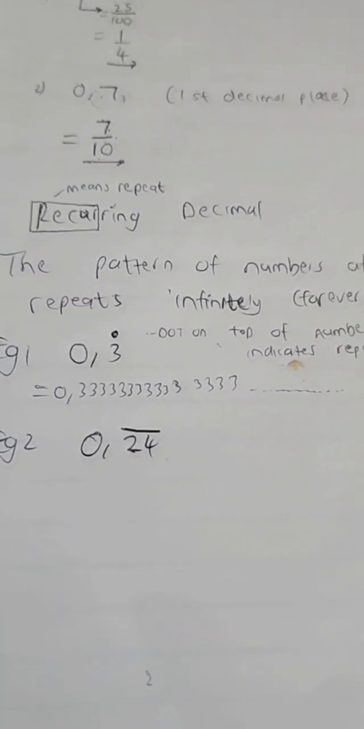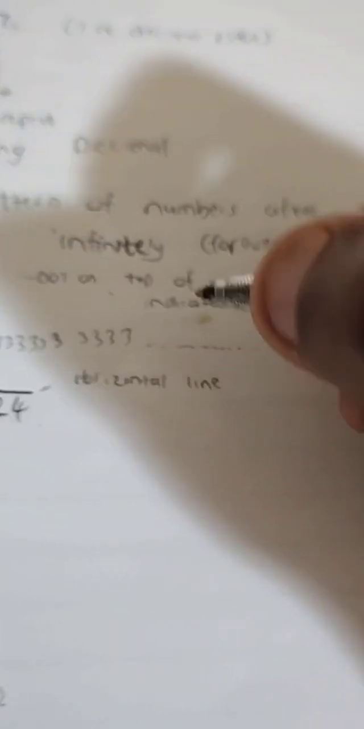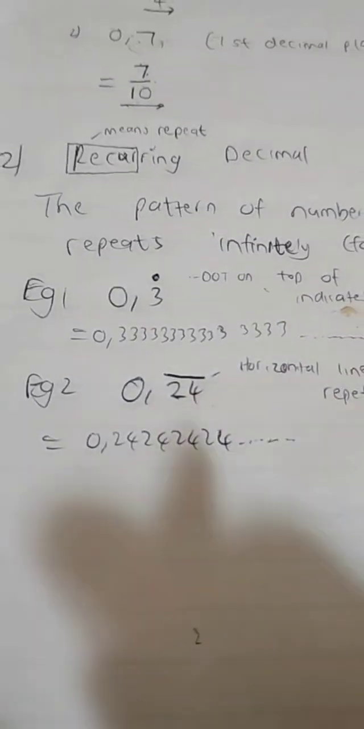Or 0.24, they can put a line instead of a dot, a horizontal line above particular numbers. My beloved Pure Maths grade 10 and 9 learners, and also grade 11, it's important for you to know this as well so that you don't get lost. The horizontal line above digits indicates repetition forever. So what is repeating here? This is like saying 0.24, 24, 24, 24, 24, and so that pattern repeats itself infinitely.